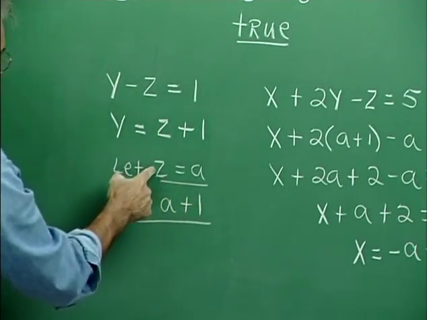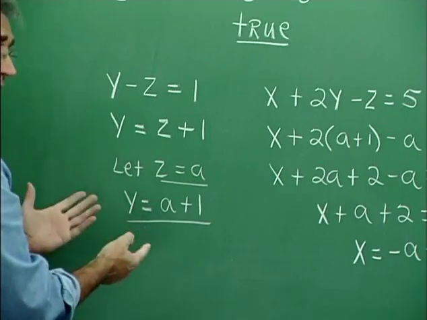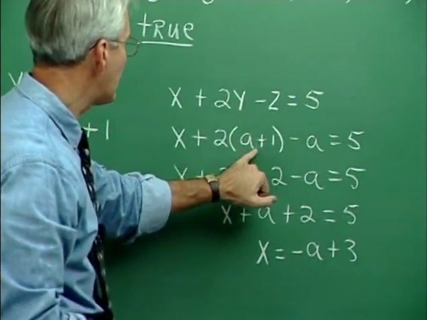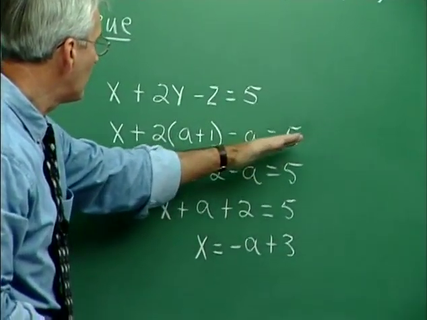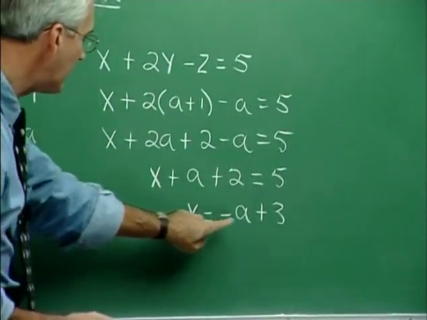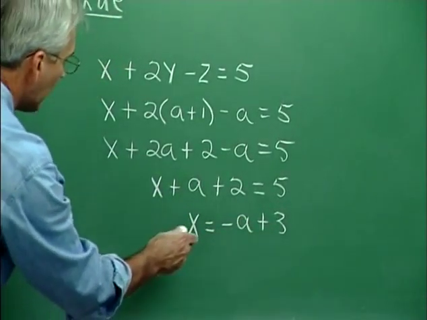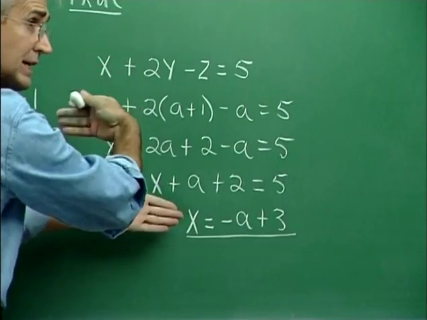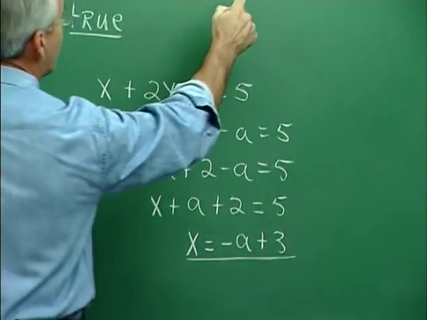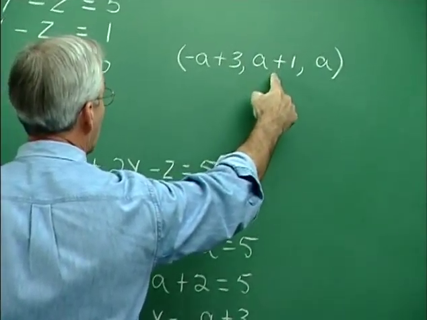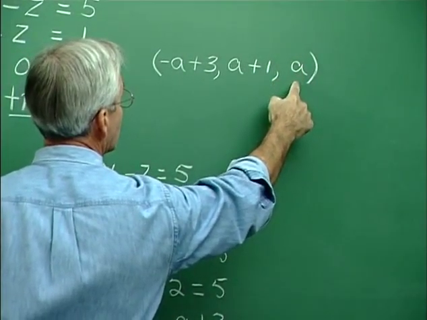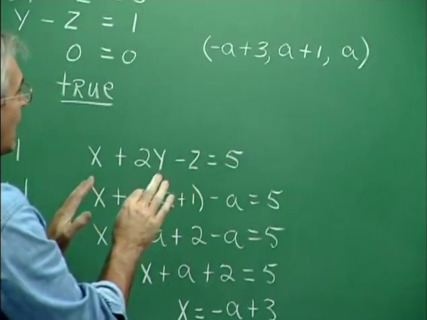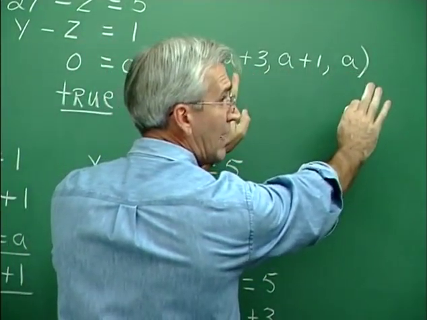And since we have a value for z and for y, we can find the value of x by using the top equation. Here's the top equation. y is a plus 1, z is a. We solve this, we find x to be minus a plus 3. So if x is this, then we have this ordered triplet x, y, z. And a way to represent them: we have minus a plus 3 for the x, and y is a plus 1, and z is simply a.